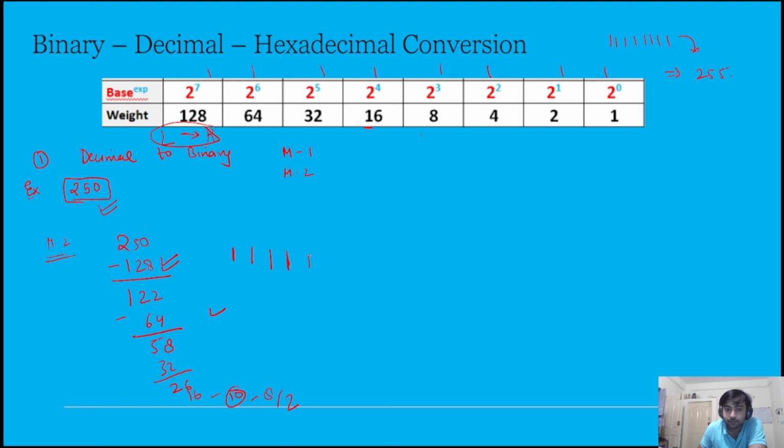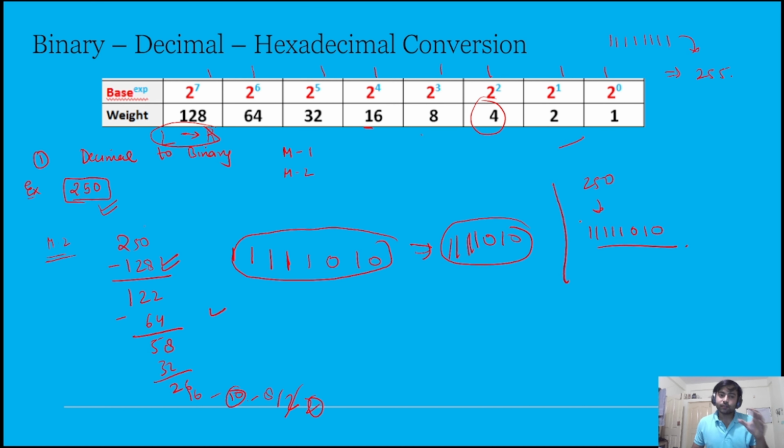It will be 2. Again it is 1. 2 we have. 4 we cannot subtract from 2. But 2 we can. So 4 is coming off. And 2 is 1. Once 2 is gone, we have got 0. But we have 1, so it should also be on. So yeah, this is our binary, 11111010. So I hope you understand. So 250 can be written as 11111010. So this is a way how we convert decimals to binary.